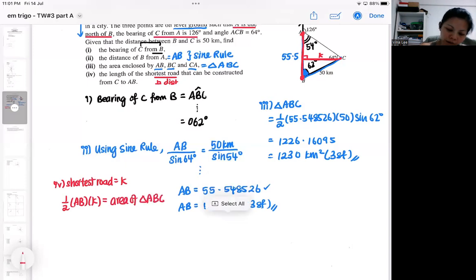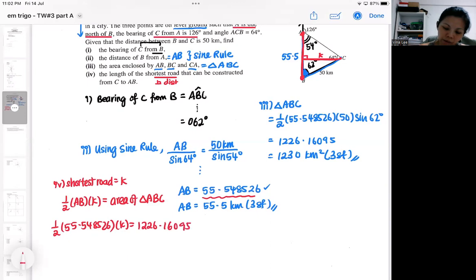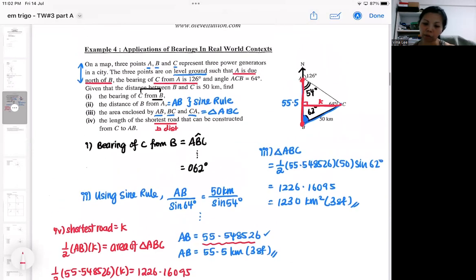If you observe this idea, you've already got your AB. For AB, use the one with a lot of decimal places. And you also have the area of the triangle. So do not use the 1230. Use a more accurate area. And then subsequently from here, you find your K. So you leave your K in 3SF. But if you are using the previous answer, don't use the 3SF of the previous answer. Use the one with more decimal places. So make sure you're able to complete this question.